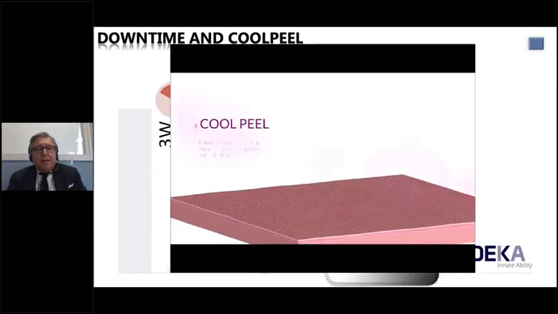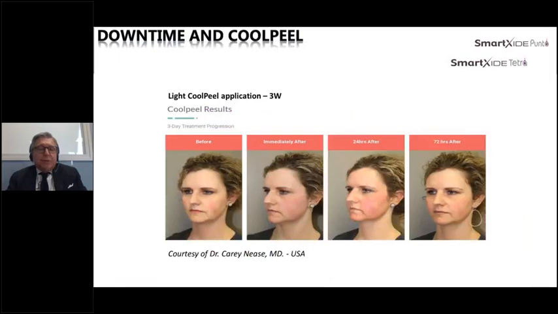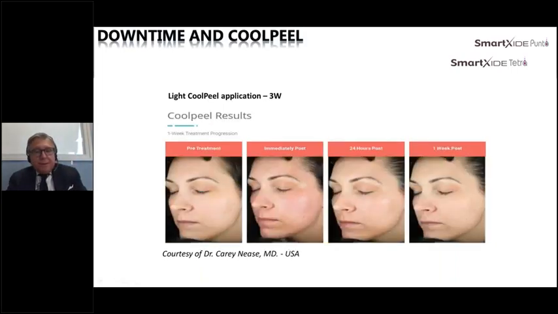The cool peel leads to these results, thanks to Dr. Carinese, who gave us the opportunity to compare our results with their results, and we get the same results, as you can see here in this picture.